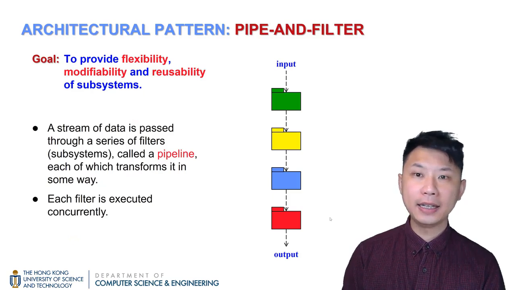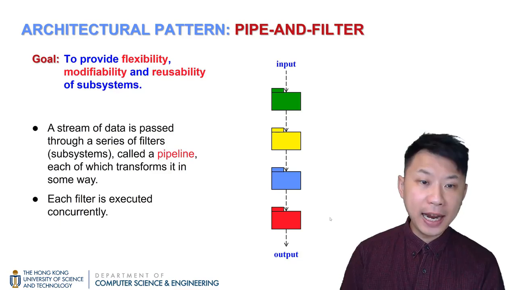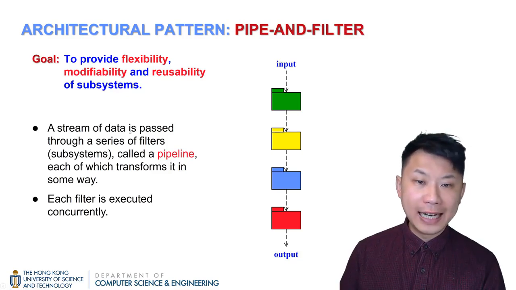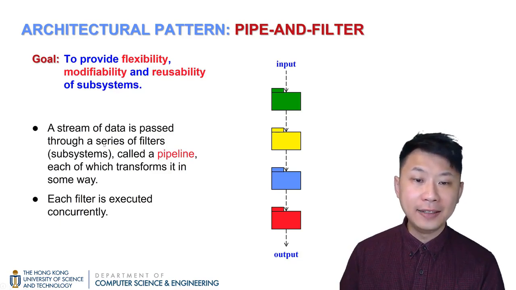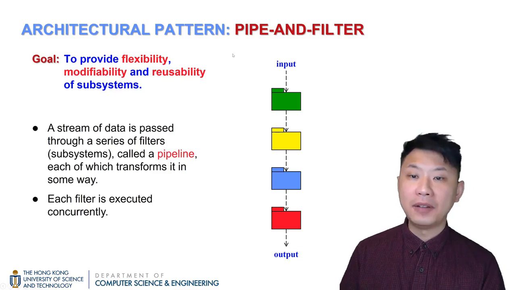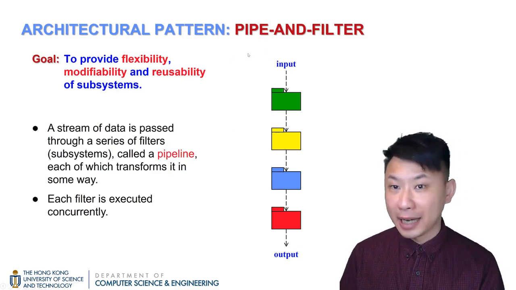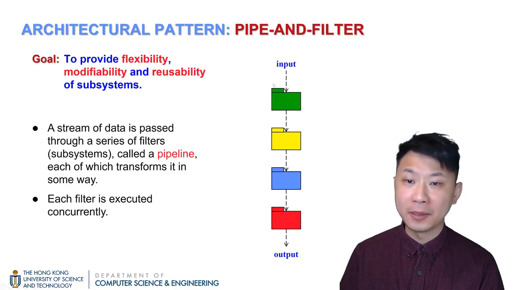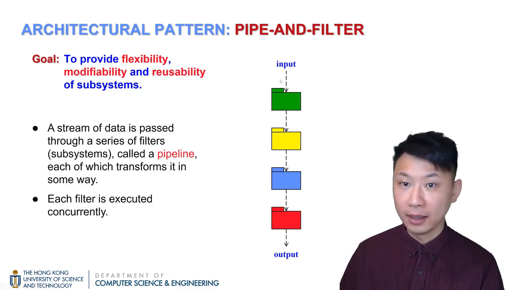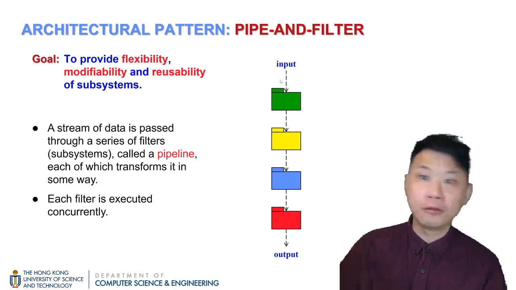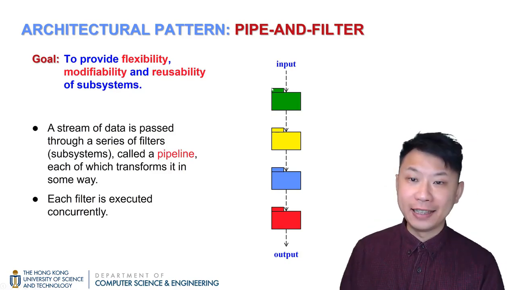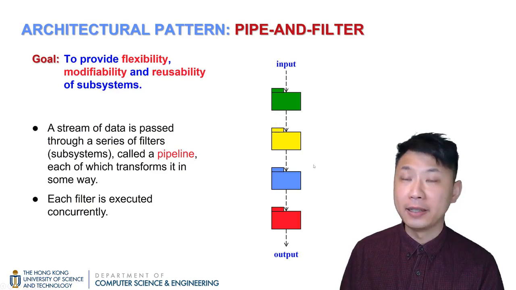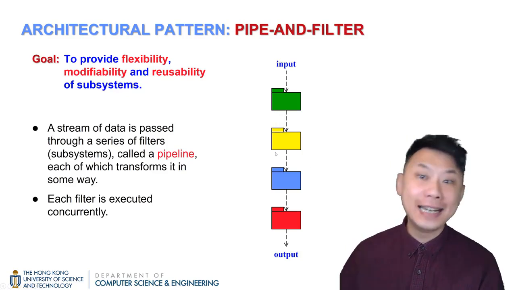And the next pattern that we're going to cover is what we call the pipe and filter pattern. In this pattern, a stream of data is passed through a series of filters. And you have a series of images that you want to process. Then you may feed the first image into the green subsystem to process something, for example, converting the image into grayscale. Then after it's done, the first image will be passed into the second subsystem, maybe for anti-aliasing.